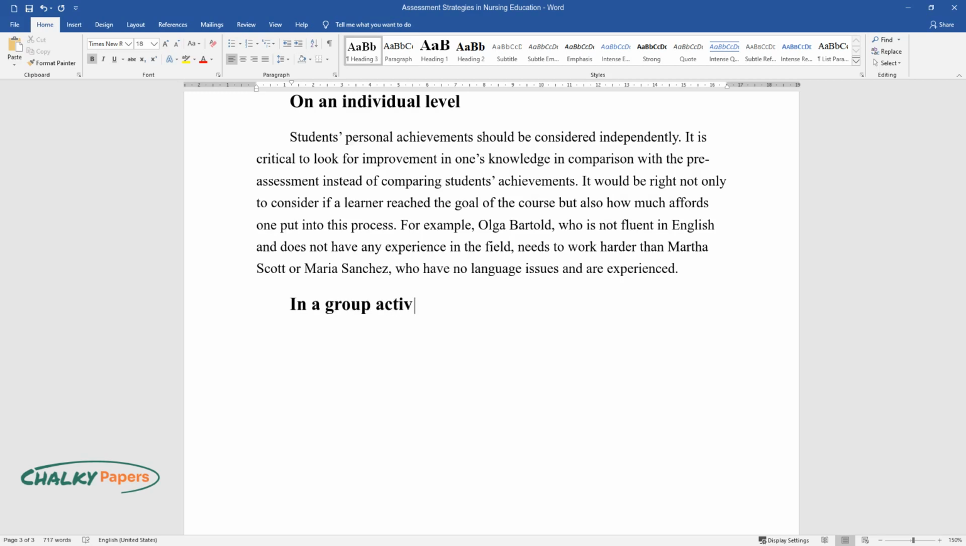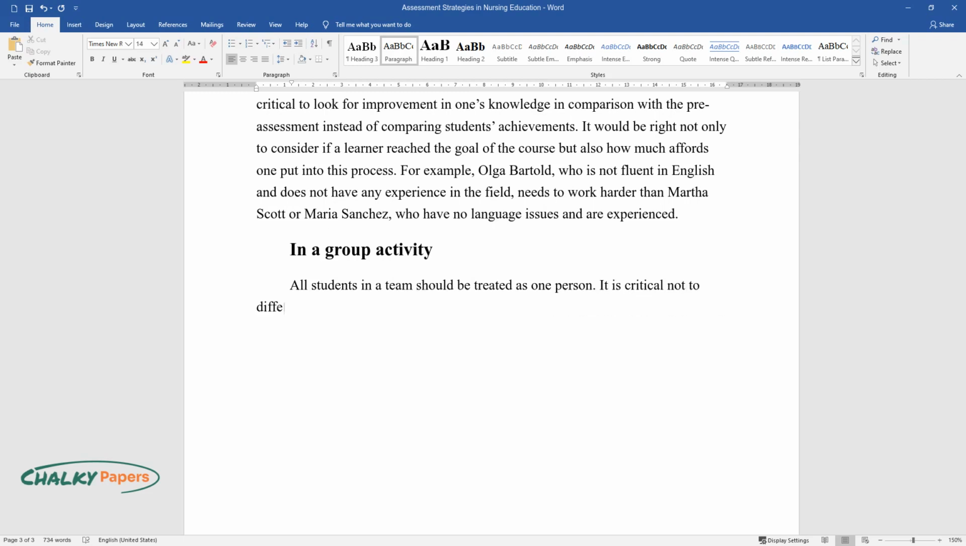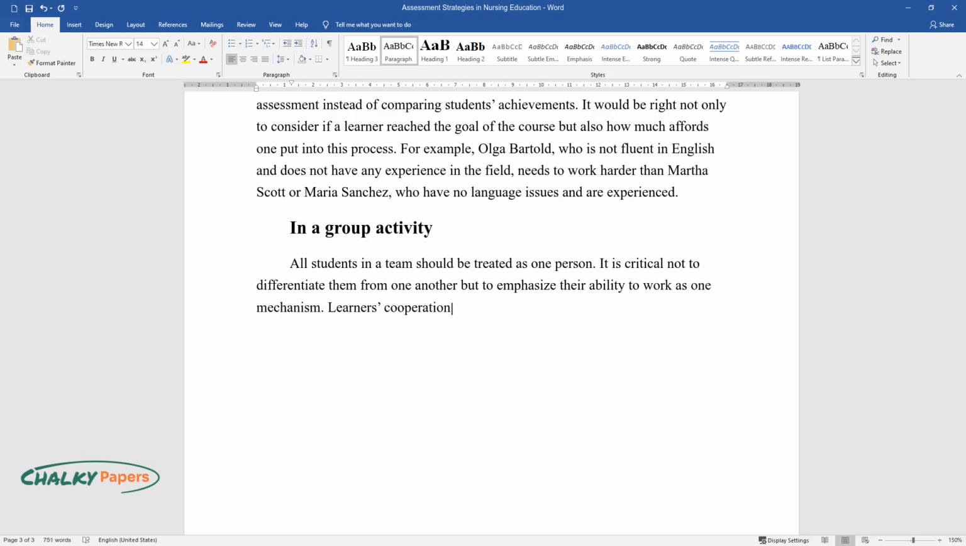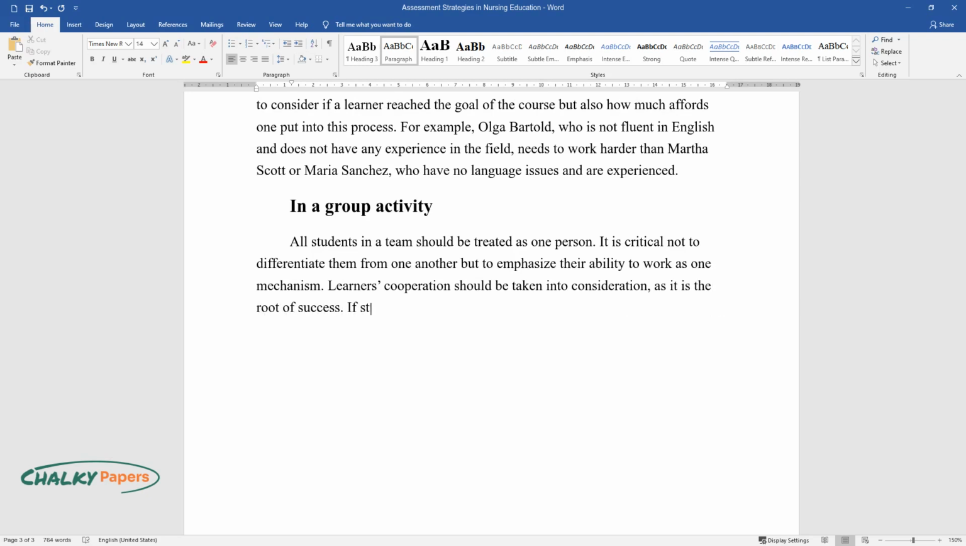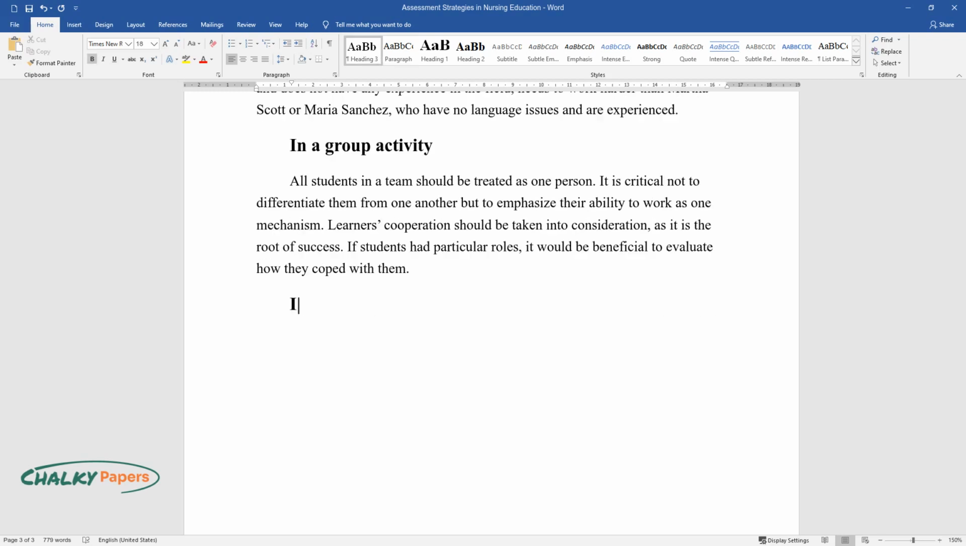In a group activity, all students in a team should be treated as one person. It is critical not to differentiate them from one another but to emphasize their ability to work as one mechanism. Learners' cooperation should be taken into consideration, as it is the root of success. If students had particular roles, it would be beneficial to evaluate how they coped with them.